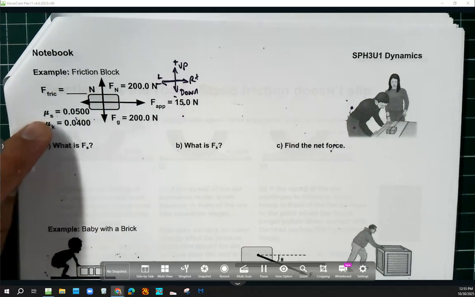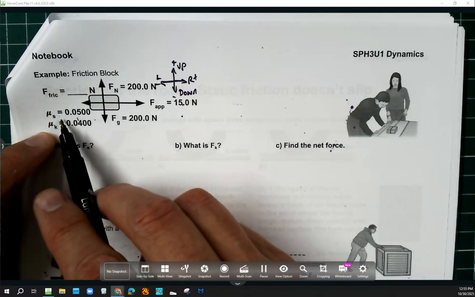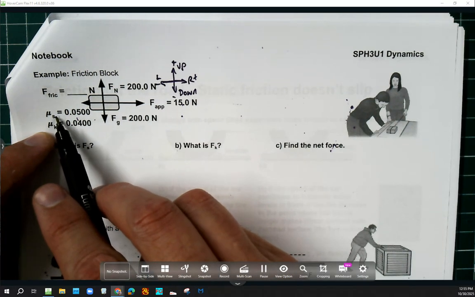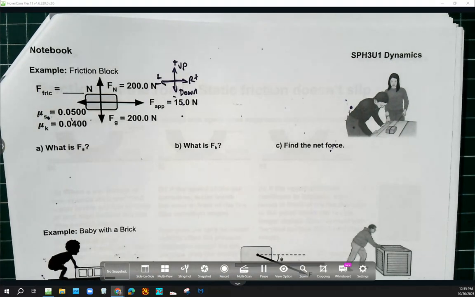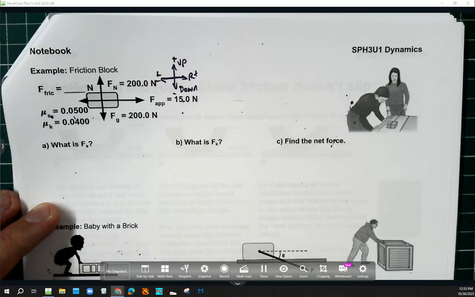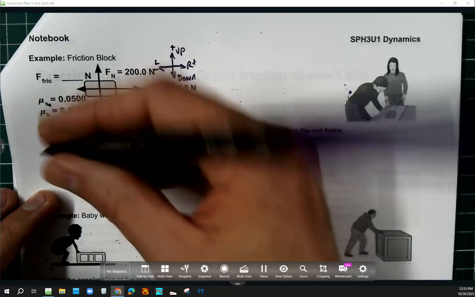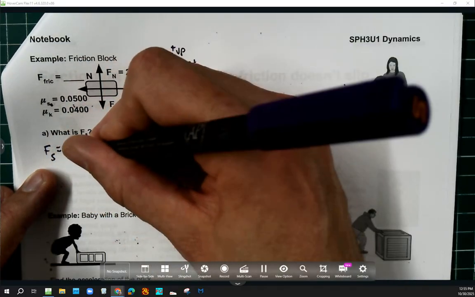But it says here that I have a coefficient of static friction and a coefficient of kinetic friction. And if you're not quite sure, that's a typed letter mu and a typed letter mu. Those are both mu's, okay? So that's mu s and mu k, coefficient of static friction and coefficient of kinetic friction. And the first question is, what's the Fs? What's the static friction force? Well, this isn't so bad. Fs is equal to mu s times F normal.